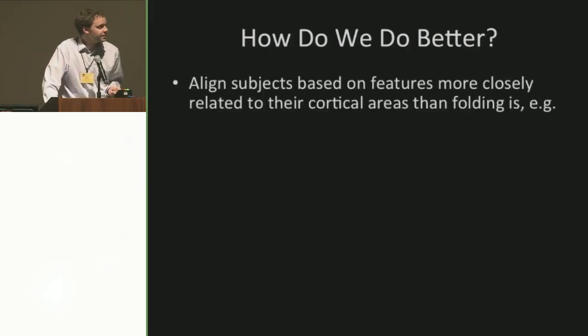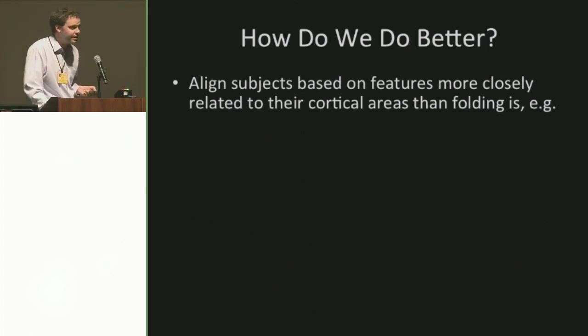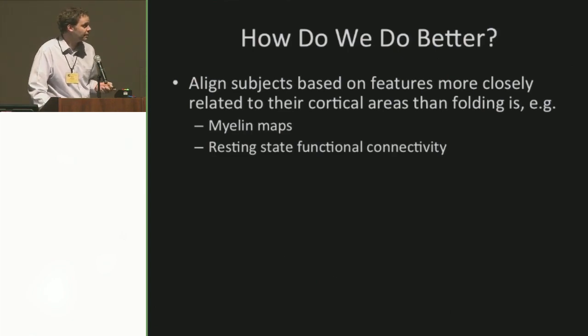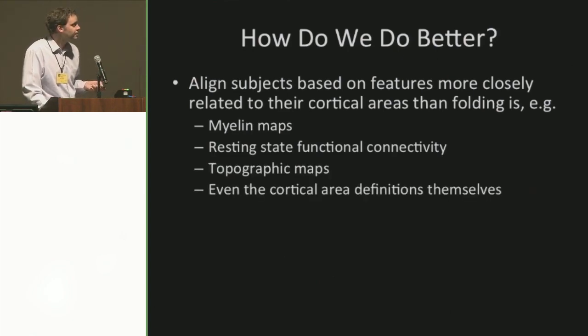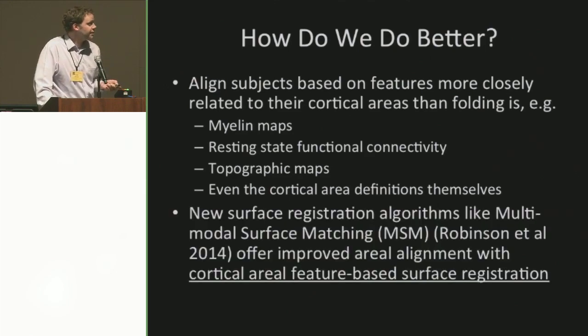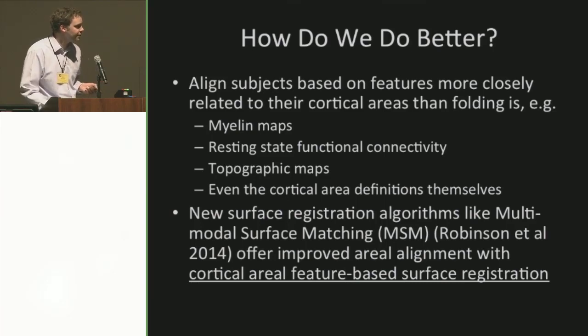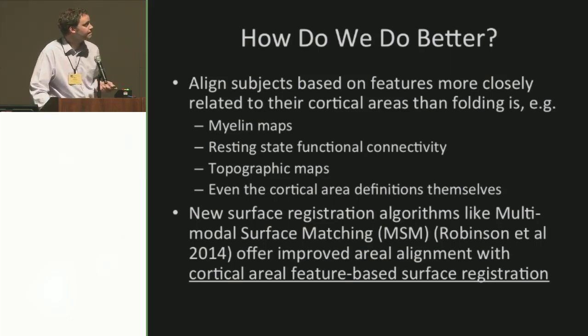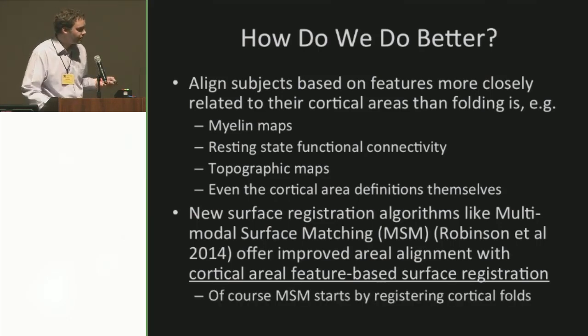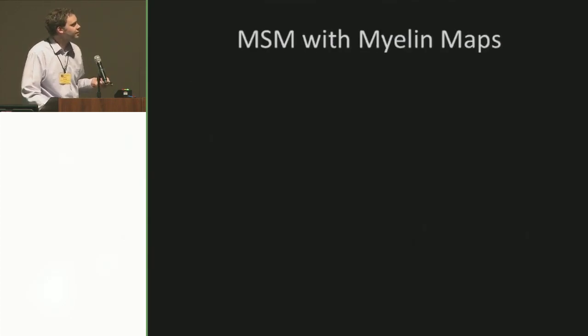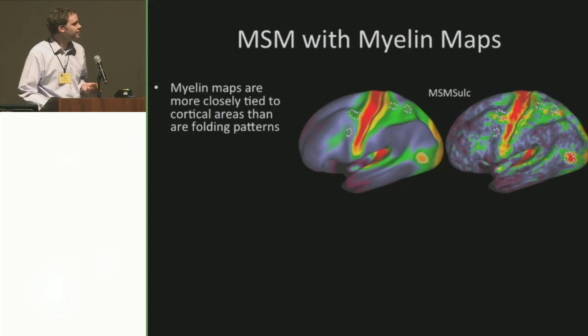So we can align subjects based on features that are more closely tied to their cortical areas than is folding, such as the Myelin Maps, resting state functional connectivity, topographic maps, or even the cortical areal definitions themselves. And so new surface registration algorithms like multimodal surface matching, written by Emma Robinson, offer improved areal alignment with what I'm calling cortical areal feature-based surface registration. Though we do start with folds as our initialization. So let's take an example of this with Myelin Maps.